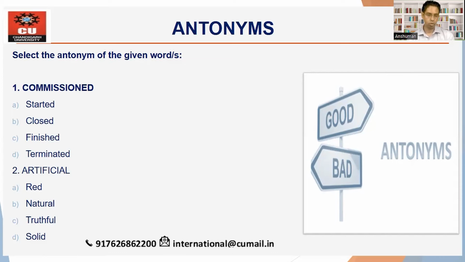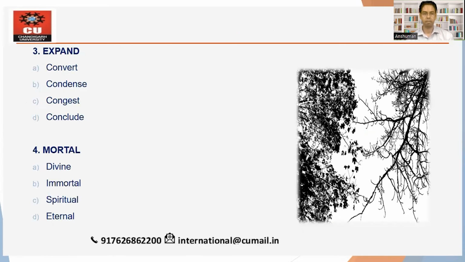So it's easy to understand that the second option, natural, is the antonym of artificial, because the other options, red, truthful, and solid, make no sense here. So the answer to question number 2 is natural. Let us move ahead and see the next part.